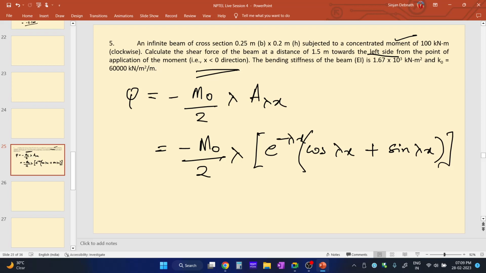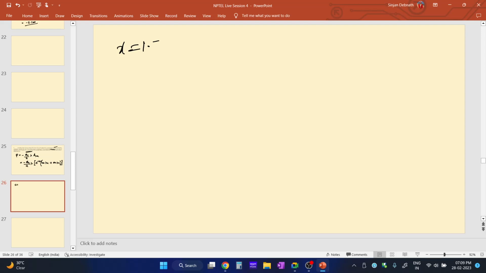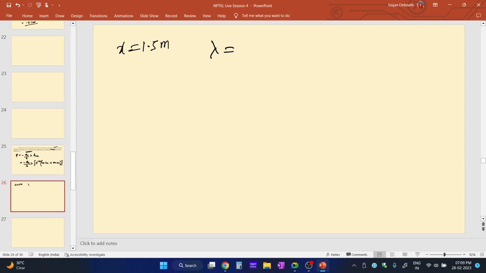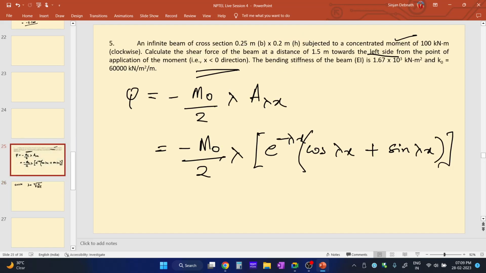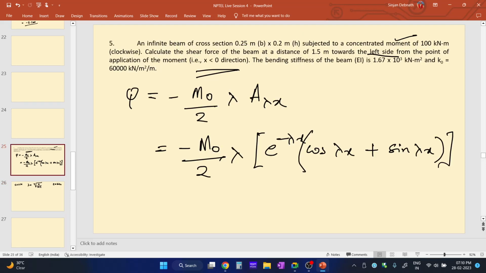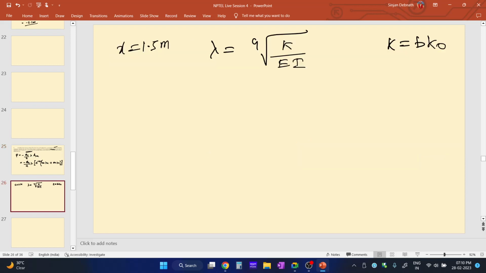Now here x is equal to 1.5 meter. Lambda is the same as in the previous question, I believe. The k is similar: k is equal to b into k0. The k0 is similar to that of the last question, and the breadth of the beam is also similar. That means k is around 15,000 kilonewton per meter square.